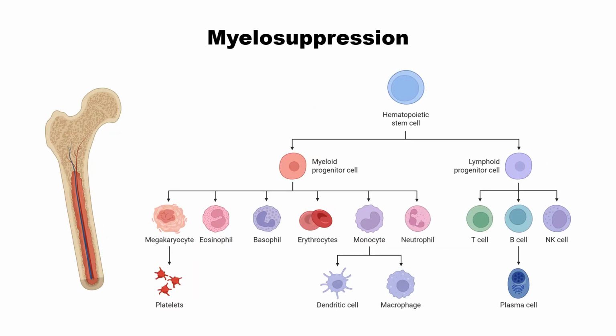For example, myelosuppression. Myelo means bone marrow, and bone marrow is the center of generating new blood cells. The stem cell that makes new blood cells is called a hematopoietic stem cell. They make different progenitor cells, and eventually they make all the lymphocytes and also myeloid cells.